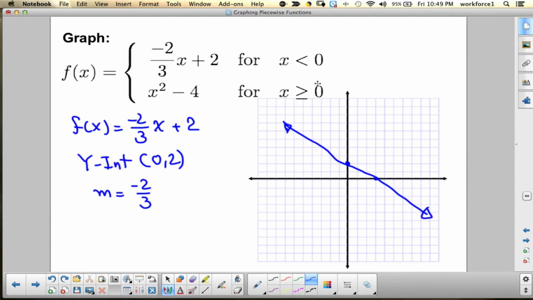Now, once again, this piece of the function is good as long as x is less than 0. So we're going to have to erase everything to the right of 0. At 0 itself, we're going to have an open endpoint.